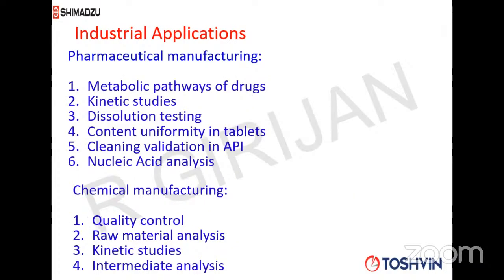Industrial applications, number one is pharmaceutical manufacturing. Metabolic pathways of drugs, kinetic studies, dissolution testing, raw material analysis, intermediate testing in API manufacturing, content uniformity in tablets, cleaning validation in API manufacturing, nucleic acid analysis. There's a long list of applications of UV in the pharmaceutical industry. Dissolution testing is one of the major applications. For dissolution testing, we use UV.